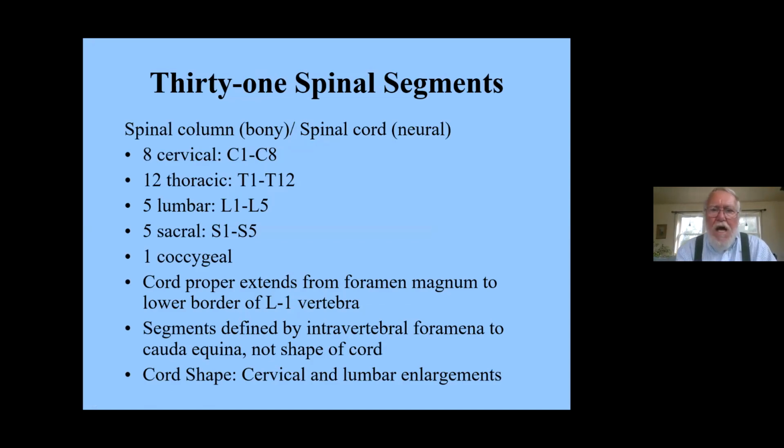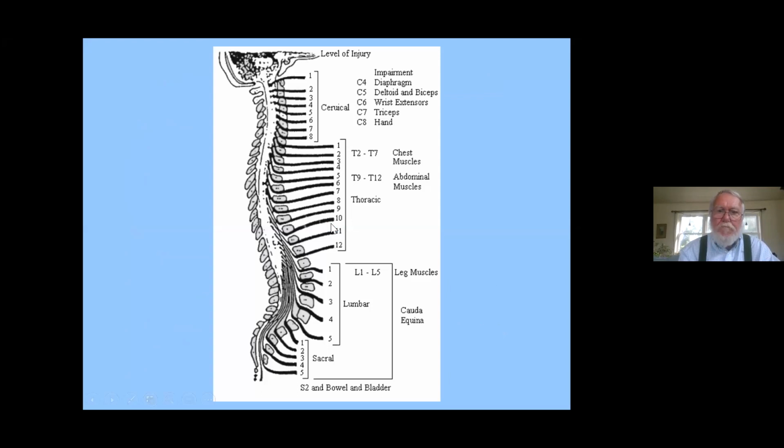So we have the spinal column and the spinal cord with those segments, and the cord proper is extending from the foramen magnum all the way to the lower border of the L1 vertebra. So again, the segments are defined by the intravertebral foramina to the cauda equina, not the shape of the cord. The actual shape of the cord, and we're going to be seeing this, is having 2 enlargements, a cervical enlargement and a lumbar enlargement.